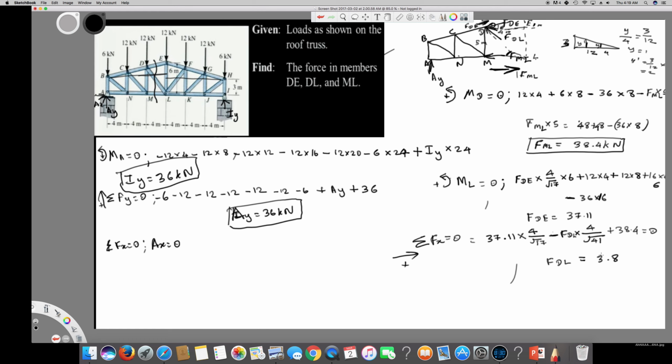3.848 kilonewton. So this is my answer. Let me check again. So 3.848 kilonewton. This is my final answer.